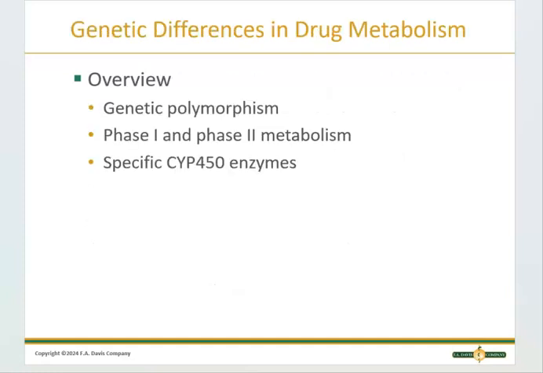So we are going to visit the genetic differences in drug metabolism. So we have genetic polymorphism, phase 1 and phase 2 metabolism we'll talk about, and then again the CYP450 enzymes.